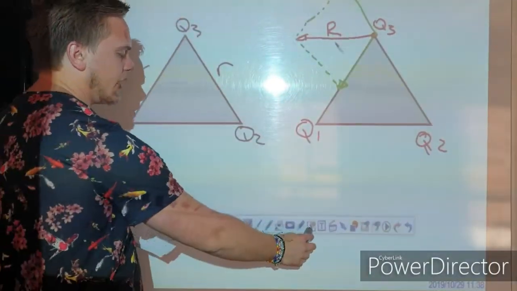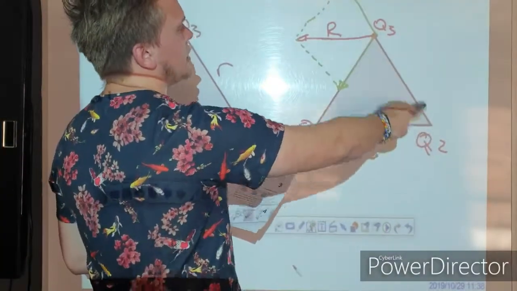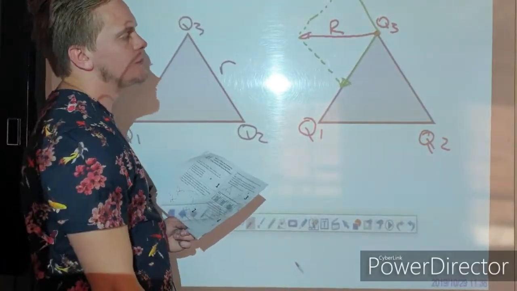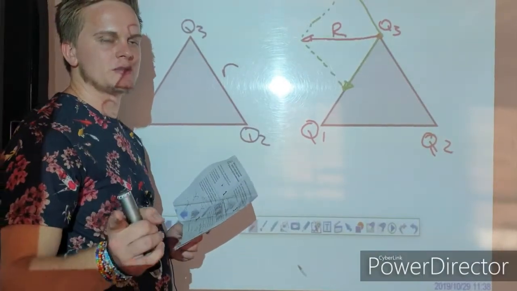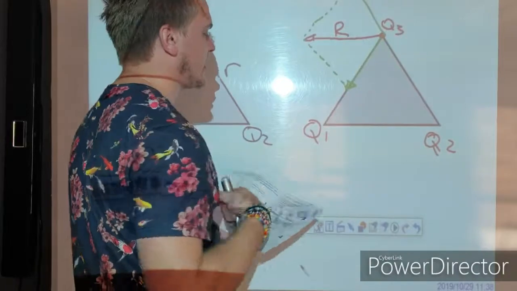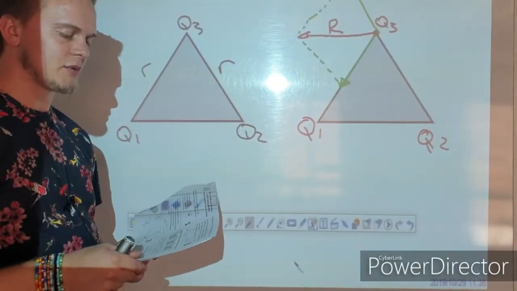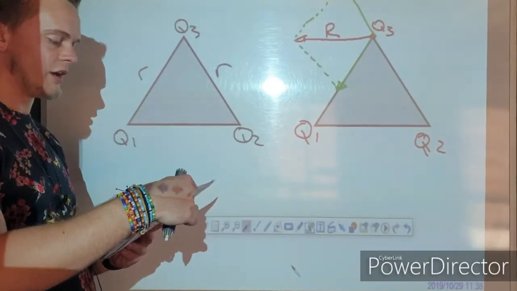So how did we get Q3 and Q2 to have a force going up like that? That meant that Q3 and Q2 had to have similar charges because we had a repulsion. And that meant that Q3 and Q1 had to have opposite charges because that was an attraction. So how did we figure that out?